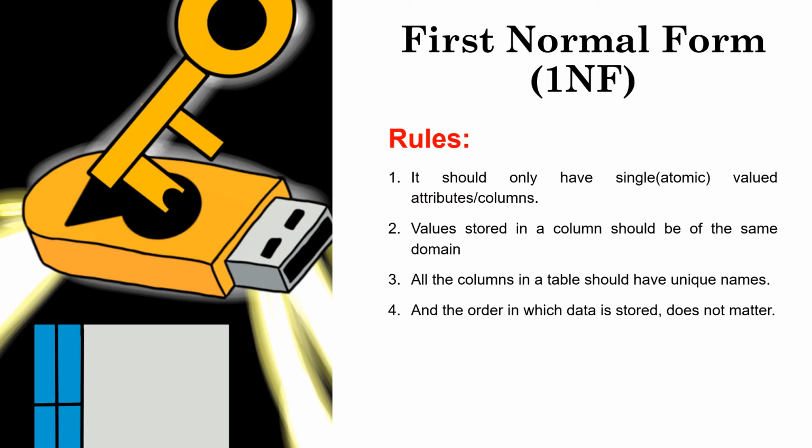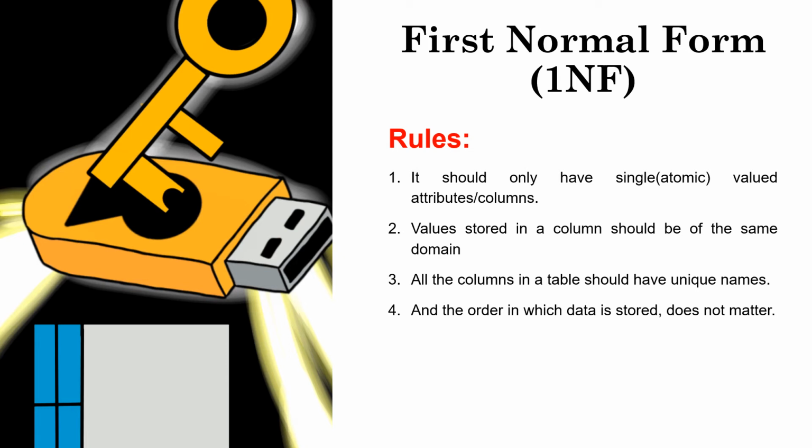The first normal form. There are 4 rules that we need to follow in first normal form. Each column of the table should be single valued, which means it should not contain multiple values. We will explain that with the help of an example later. So let us see the other rules for now.